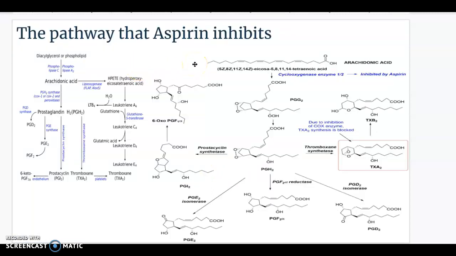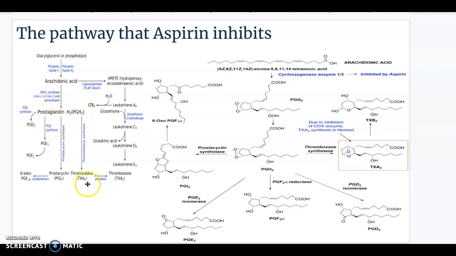So this is the pathway that aspirin inhibits. The image on the left is a little bit easier to comprehend than the one on the right. So you can see here that we start with a diacylglycerol or a phospholipid, and we either use phospholipase C or phospholipase A2 to form arachidonic acid. And we're more interested with this portion down here, so we're going to ignore the portion on the right with the lipoxygenase. So we're going to look at the PGH2 synthase, COX1 or COX2, and peroxidase to form the prostaglandin, or PGH2.